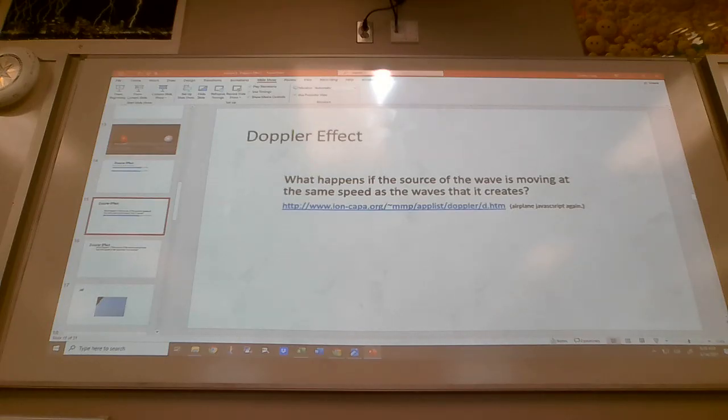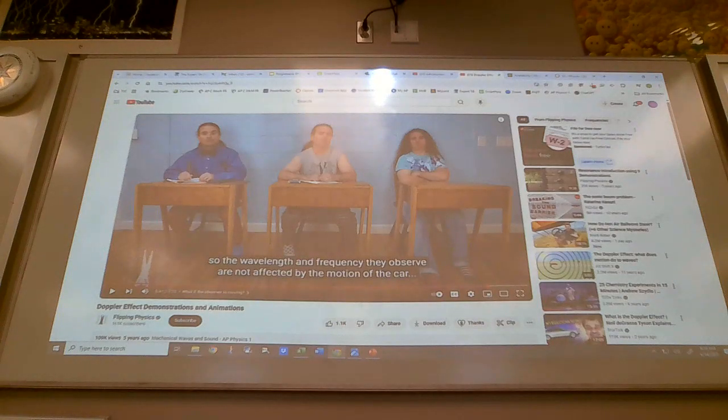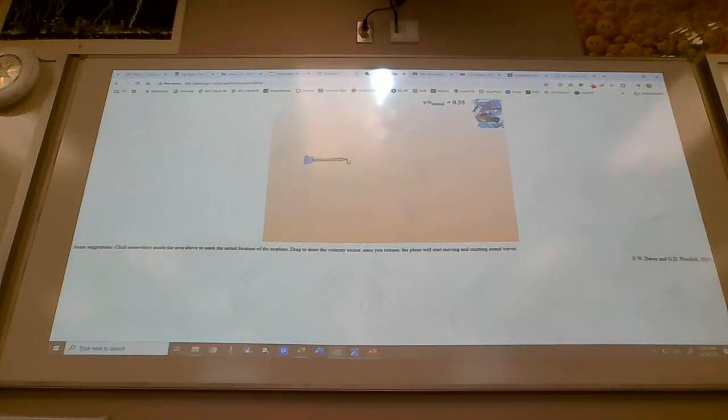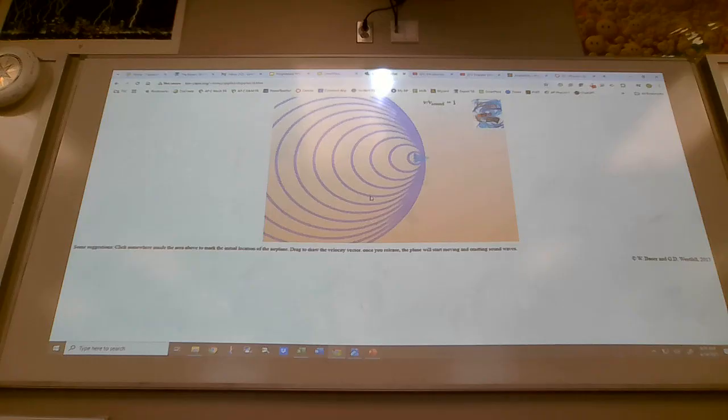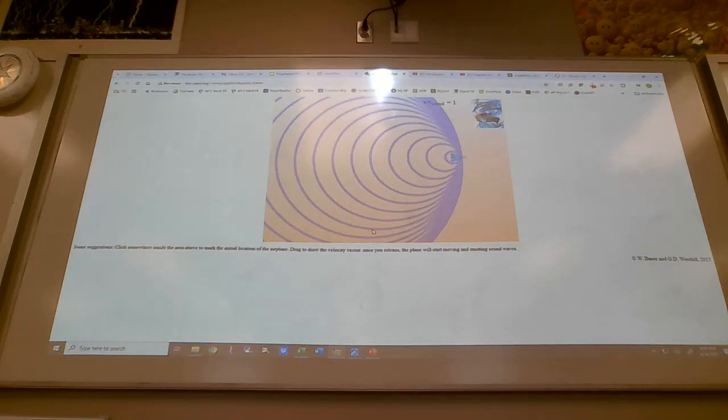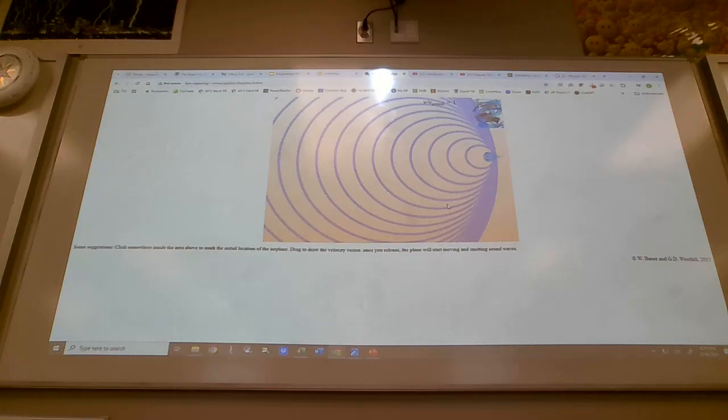So, what happens if the source of the wave is moving the same speed as the wave itself? What you're doing is you're able to keep up with the waves that you've made in the past. Okay? And so what you get are overlapping waves, and this is constructive interference. Get with that? Okay.